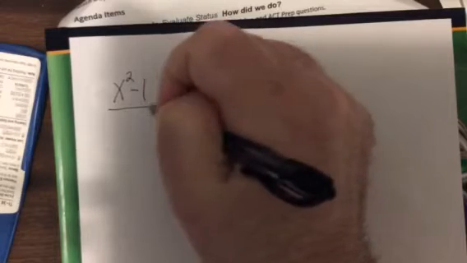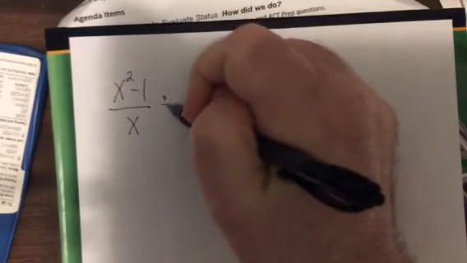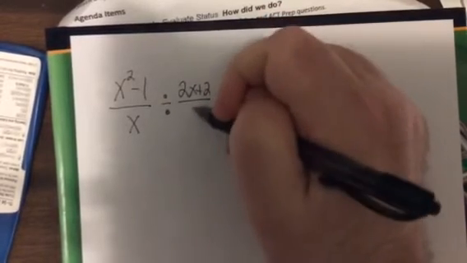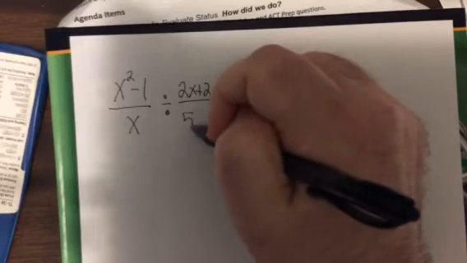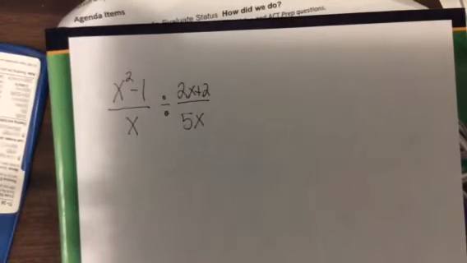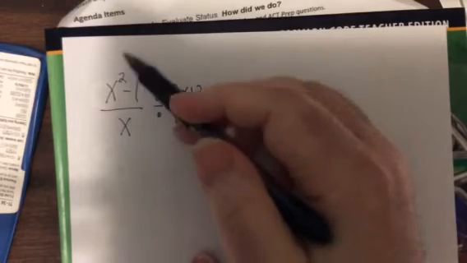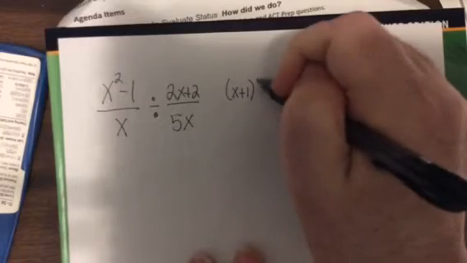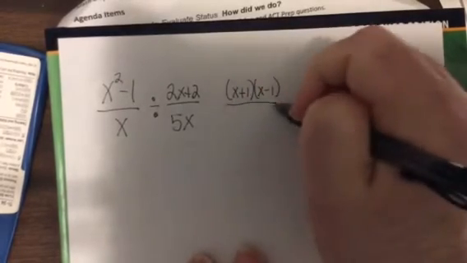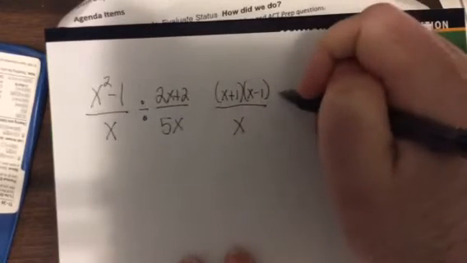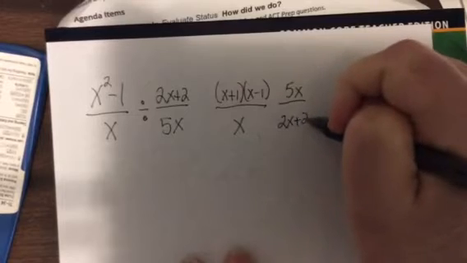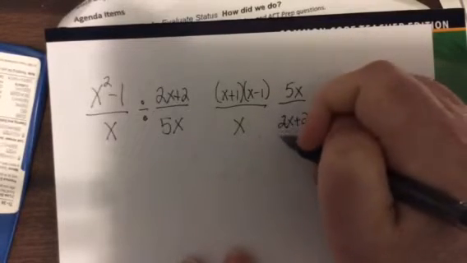So if I have x squared minus 1 over x, and I want to divide that by 2x plus 2 over 5x. So I factor the first term, it's difference of squares, and I take the reciprocal. Now, in the future, I'm going to reciprocate, flip it, and factor. So I'm going to factor this.